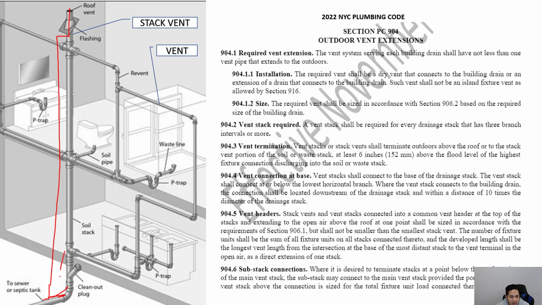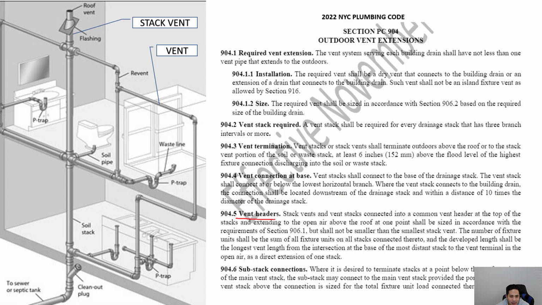And the distance here is listed as 10 times the diameter of the drainage stack. And it has to be located downstream. So downstream in this case means down in the direction of the water flow. So this distance right here. And let's say the soil stack is 4 inches. It just means that it has to connect within a distance of 10 times that, so within 40 inches.